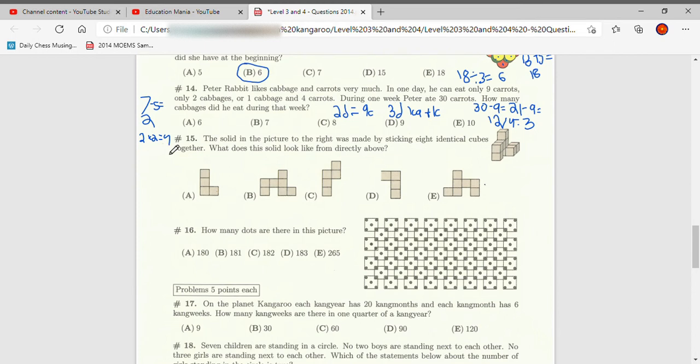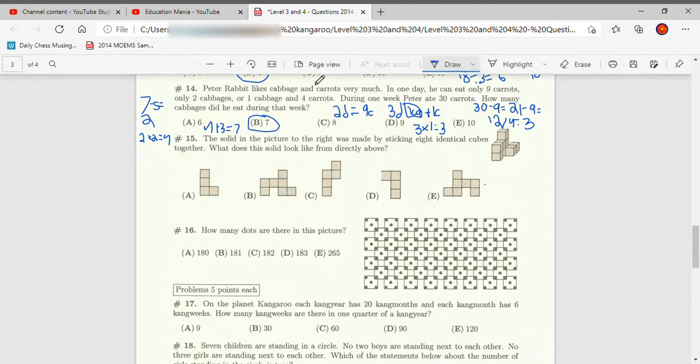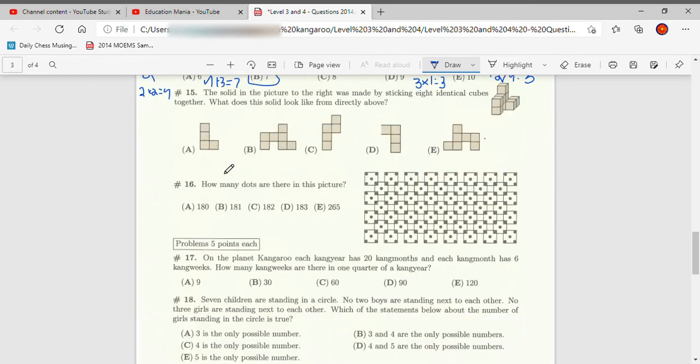So 4 cabbages were eaten without any of the 1 cabbages. So for 3 days, he ate 1 cabbage and 1 carrot. We only have to worry about the cabbage part. So 3 times 1 equals 3. 4 plus 3 equals 7. So the answer for number 14 is B, 7. That was a lot of work. I almost ran out of space.